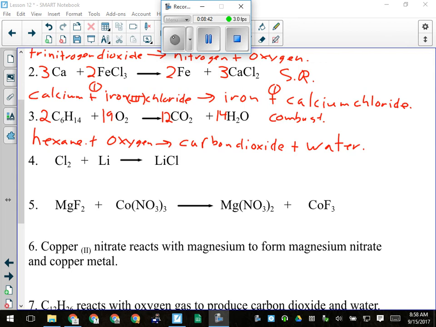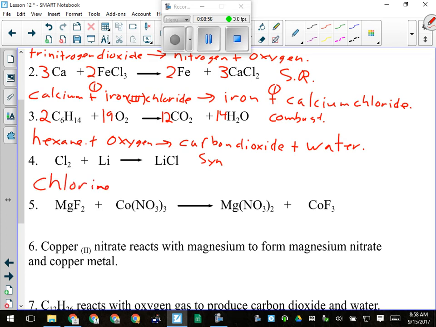Okay, let's have a look at number 4 here. What kind of reaction is number 4? It's a synthesis reaction. 2 elements are combining to form a single compound. Those elements are chlorine and lithium, and they're combining to form lithium chloride. I would say our best bet here is to balance the chlorine first. There's 2 on both sides now. Now there's 2 lithiums on both sides, and we're done.